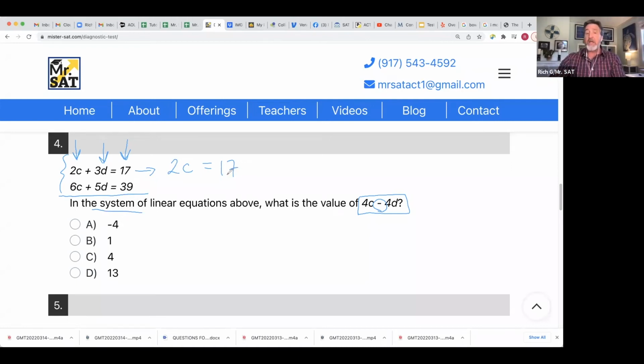Remember in algebra, whatever I do to one side of the equation, I've got to do to the other side of the equation. If I'm subtracting 3d from the left, I've got to subtract it from the right, minus 3d. Now, remember, I've got to get my c alone. So c is going to equal, and I can already tell because I'm divided by 2, c equals 17 over 2 minus 3d over 2. When I have two terms separated by a plus or a minus, I've got to do my divisions for both of them.